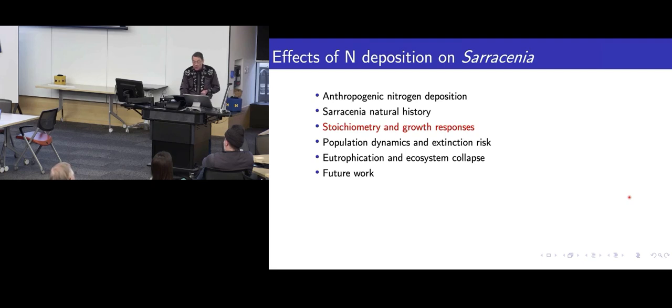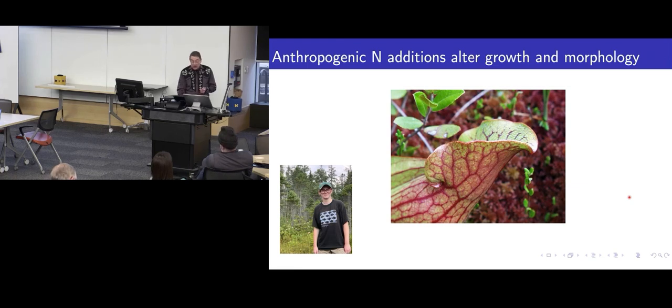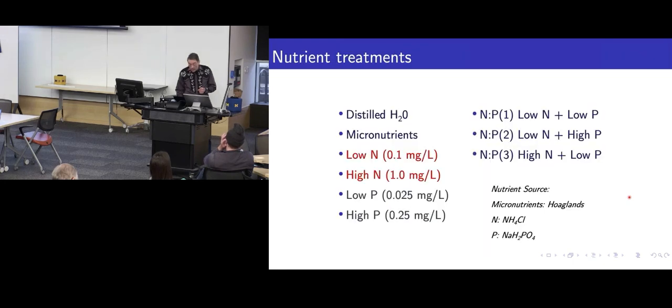All right. Let's start first with the idea of stoichiometry and growth responses to nutrients. And I'm drawing here in part on the work of my graduate student, Lindsay Pett. The key thing I want to show you in this next part of the talk is that these nitrogen additions alter the growth and the morphology of the plant in pretty dramatic ways. And the way we do this is we take out the existing liquid and we replace it with a nutrient cocktail in which we specify how much nitrogen and phosphorus this plant is going to receive.